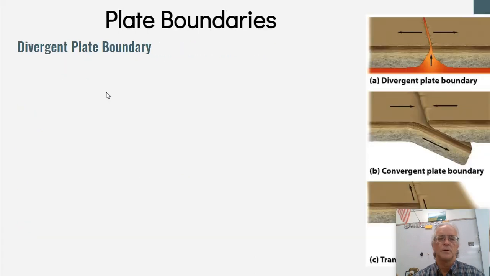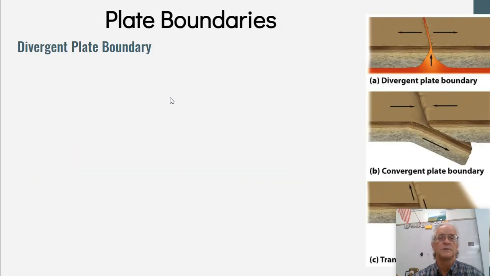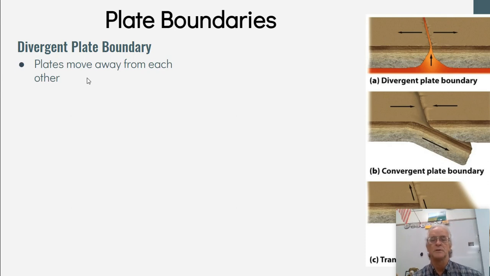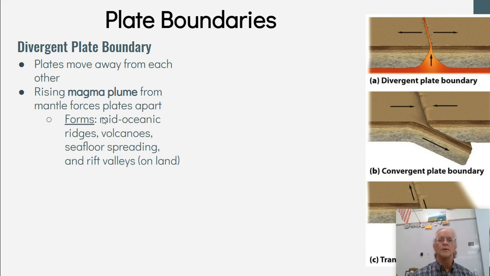We have the oceanic crust and the continental crust. Now, there are 3 types of plate boundaries, 1, 2, and 3. The divergent plate is basically where they pull apart from each other. Basically what happens is the rising magma forms the convection cycle, and it forces the plates apart. It forms mid-oceanic ridges, in the middle of the Atlantic, for example, volcanoes, seafloor spreading, and rift valleys on land.